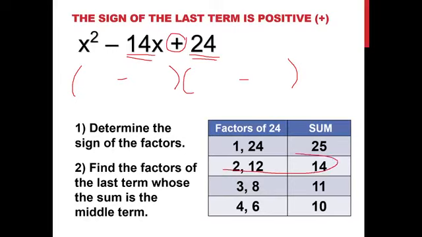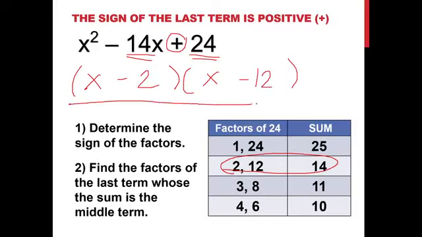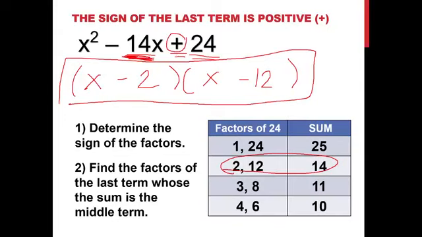It's 2 and 12. So I'm going to write the variable x here, and I'm going to have 2 and 12 over there. You can interchange 2 and 12, by the way. And that is your answer. Those are your factors. So take note, the last term will tell you what to do with the factors. In this case, since the last term is positive, you need to add the factors. And take note, the sum should be the middle term.